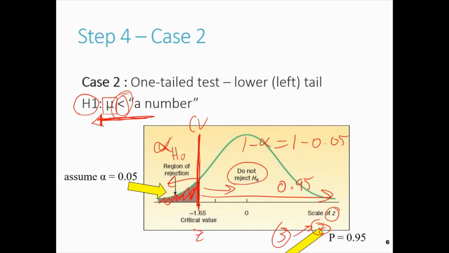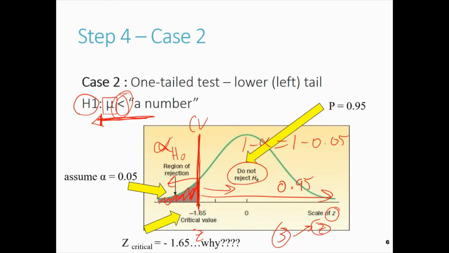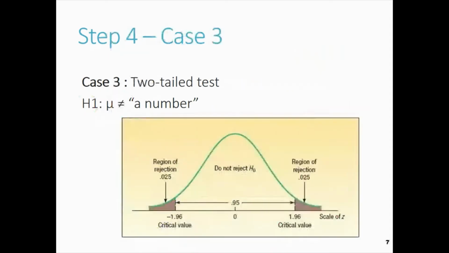So let's go and check it out in MegaStat. What is this critical value? From the slide before, the upper area of 0.05 had a Z of 1.65. The curve is symmetric, so if the upper area is positive 1.65, then the lower area will be negative. But let's go see it in MegaStat.